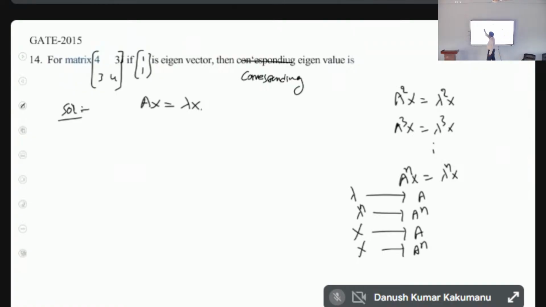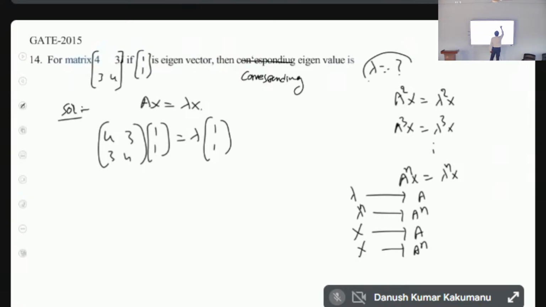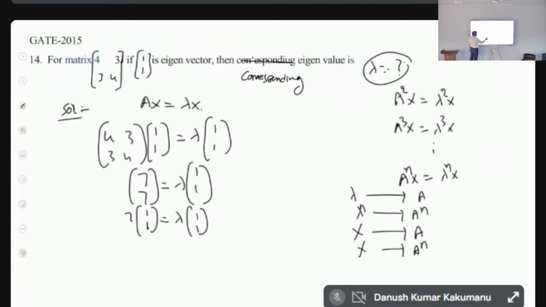Ax equals lambda x. Observe here, 4 3 3 4 into x. What is x here? 1 1. Ax equals lambda x. It is asking what the lambda value is, the corresponding eigenvalue. If you multiply them, what is that? 4 plus 3, 7. 7 equals lambda 1 1. Bring 7 outside: 7 times 1 1 equals lambda times 1 1. How much is the lambda value? 7 is the answer. Lambda equals 7.